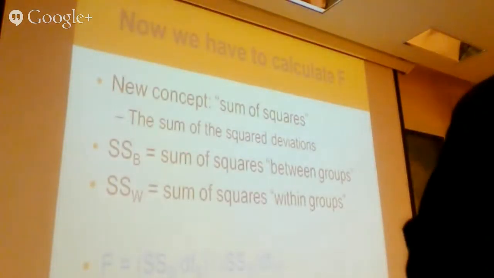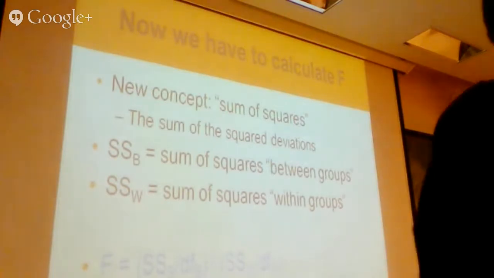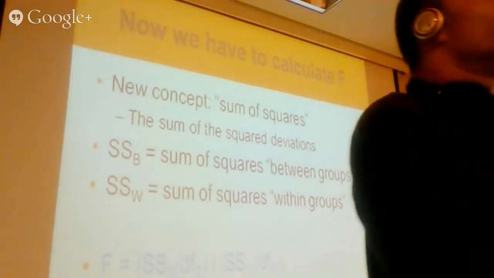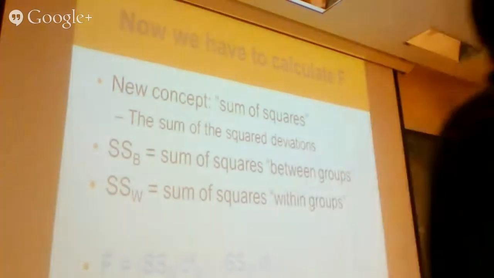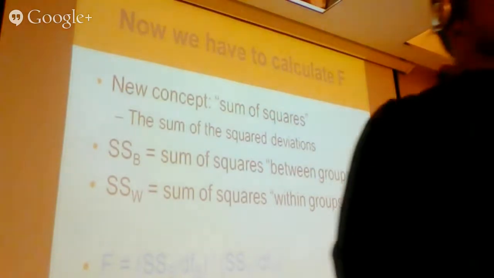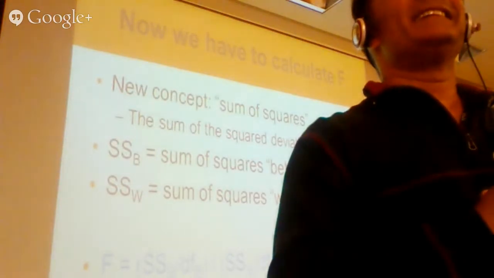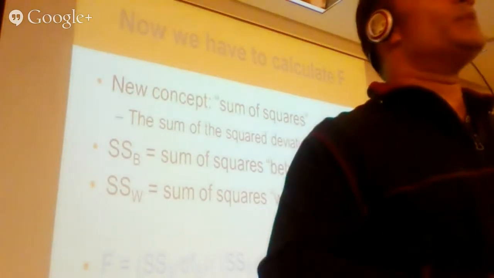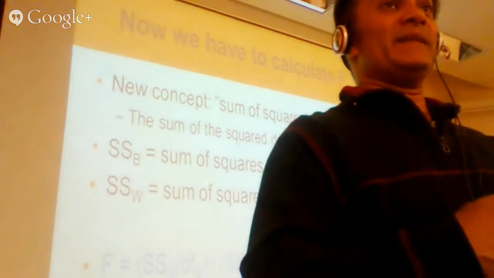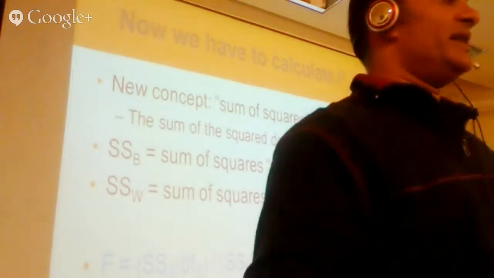To compute our F, we have a couple new concepts. This thing called the sum of squares we have to think about. So the sum of squares is the sum of squared deviations. What's the deviation again? Who remembers? When we talk about the standard deviation, what's a deviation? Exactly, the distance from the mean is how much you've deviated from the mean. Exactly right. And a standard deviation is the average deviation of a sample.